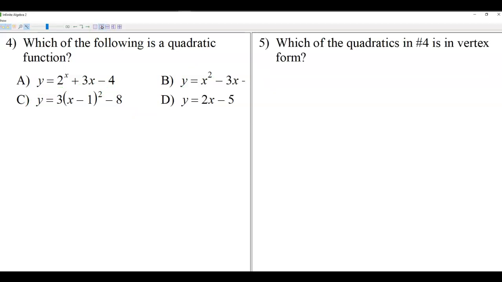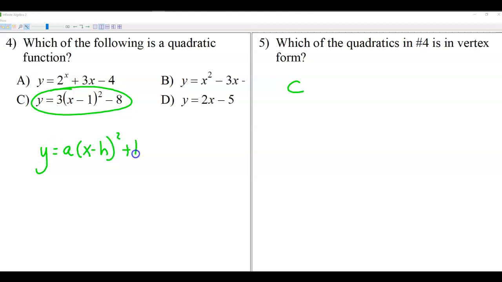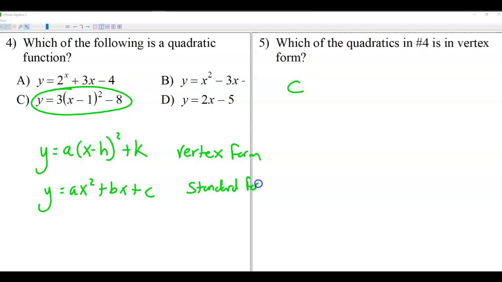Number 5 says, which of the quadratics in number 4 is in vertex form? That would be option C. This guy is in vertex form. We talked about 2 forms of the quadratic that we'll be looking at. Quadratics can come in other forms, but the 2 main forms we'll be looking at is this one, which is called the vertex form, and also this one, which is called the standard form. This one is in standard form, but the answer number 5 is vertex form, so that would be option C.